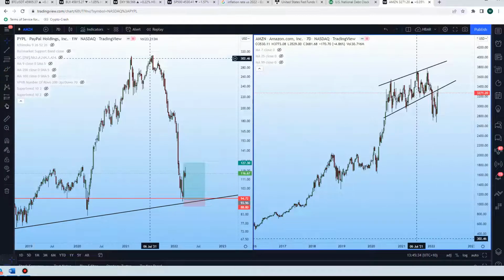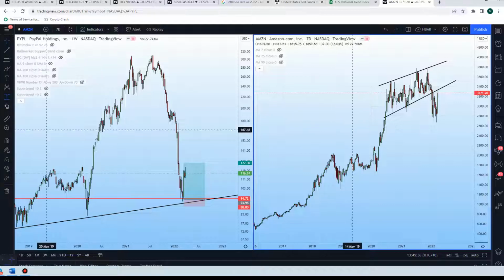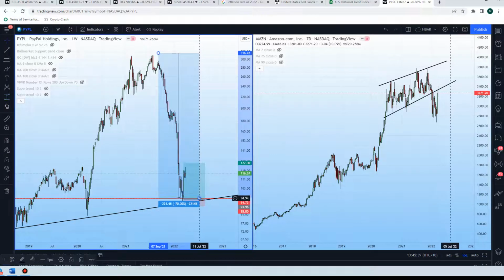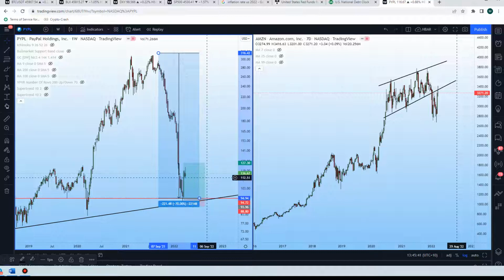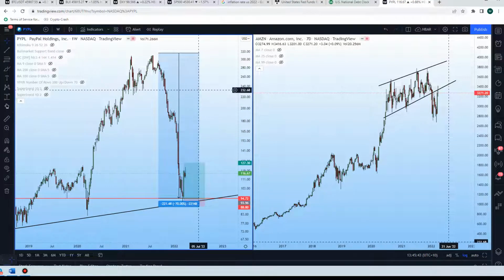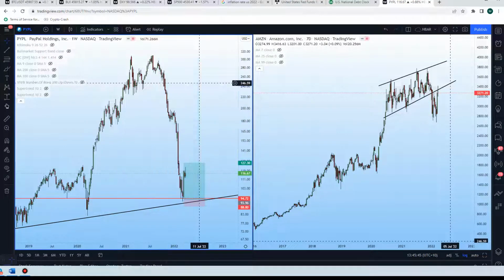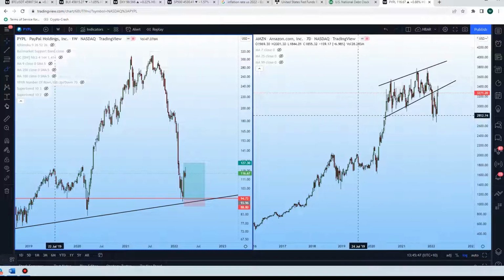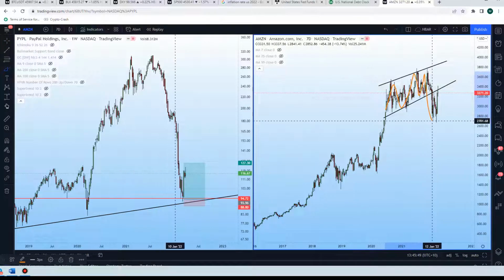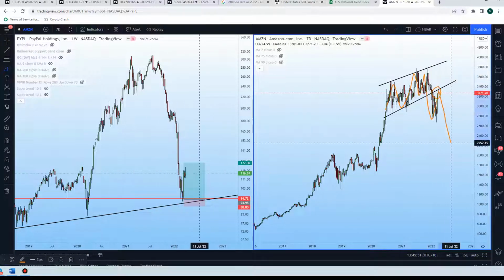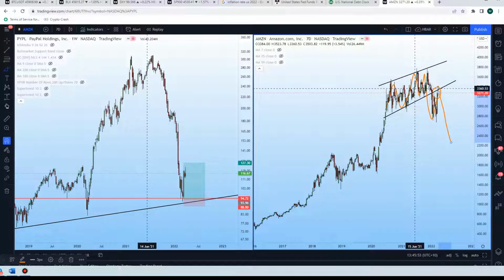Look at this. Look at this PayPal. All right, guys, it went from $302 a share all the way down to $94, a 30% drop. All right, it looks like an absolute rug pull, guys. It literally looks like a rug pull. Look at Amazon. All right, ascending channel, breakdown, retest. What do you think is going to happen next? All right, guys. So they're not looking good.